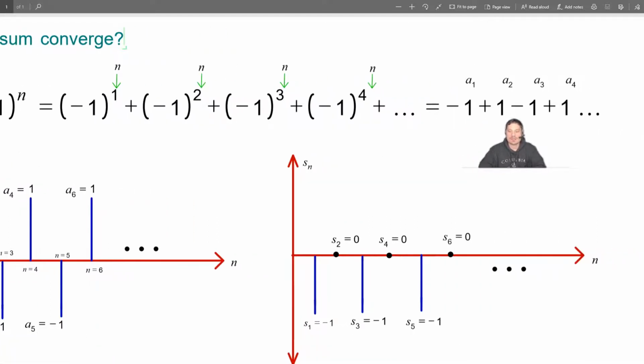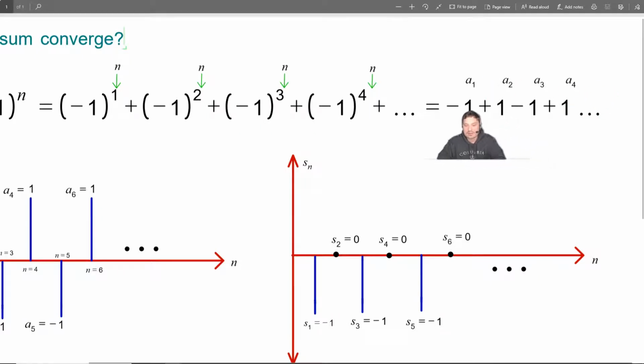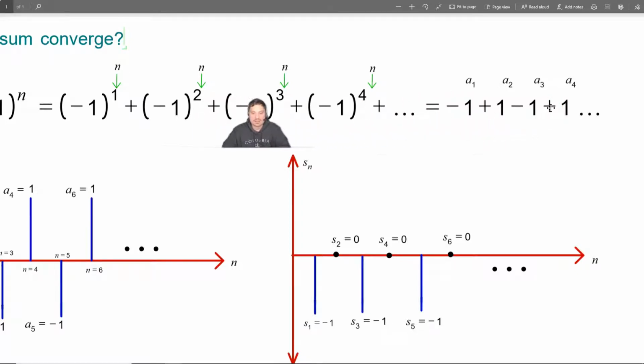Now on the right side I'll continue. When I do negative 1 to the first, that is negative 1, which I'll call a sub 1, the first term. Next, negative 1 to the second is positive 1, so that's a sub 2. Negative 1 to the third is negative 1, a sub 3. Then negative 1 to the fourth is positive 1, a sub 4. The dot dot dot means this just continues that way.